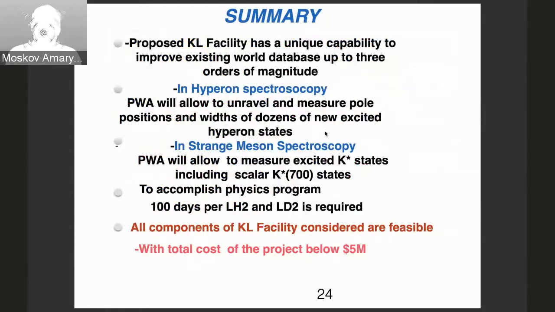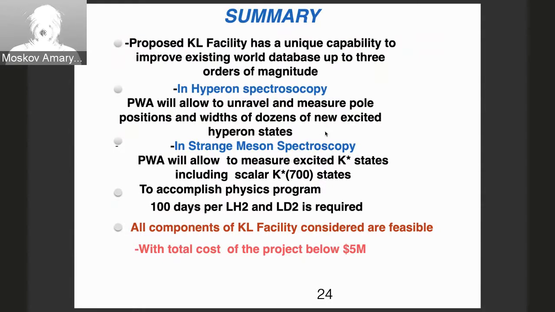In summary, the proposed KL facility has a unique capability to improve the existing world database by up to 3 orders of magnitude. In hyperon spectroscopy, we will perform PWA to unravel and measure pole positions and reach dozens of new excited hyperon states. It's not a measurement of 1 or 2 or 3 particles. It will be many, many. We cannot say exactly how many, but definitely dozens of new states will be unraveled. In strange meson spectroscopy, we will measure excited K-star states, which will include also K-star 700.